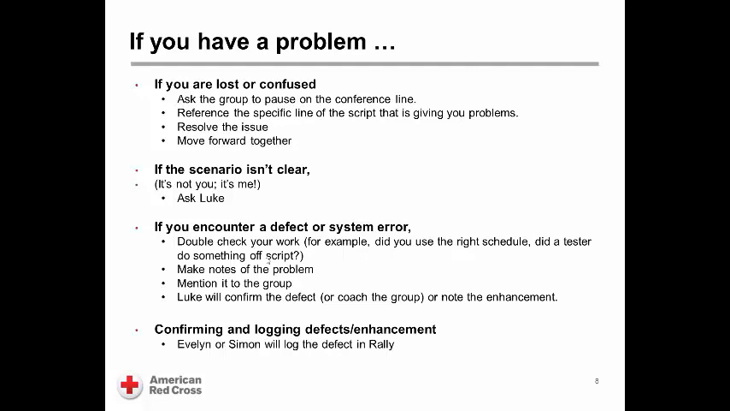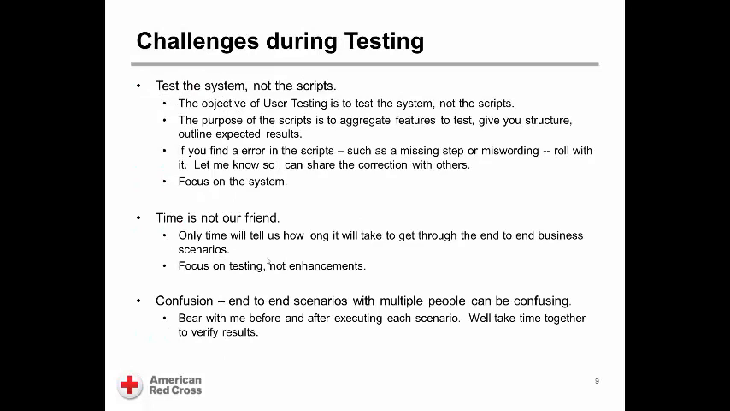If you've encountered a defect or a system error, and we go through the expected results and say responder 2 and responder 7 were supposed to get a notification and you didn't get one, double check. Maybe you missed it. Make notes of the problem, mention it to the group. We'll confirm the defect. We'll test it. We'll look at it on our end. We'll note it, and then we'll move forward. We also have some of our Rockstar vendor support. So Evelyn and Simon are going to be with us on the phone. So they'll be following along with us, and they'll have the test scenarios and scripts.